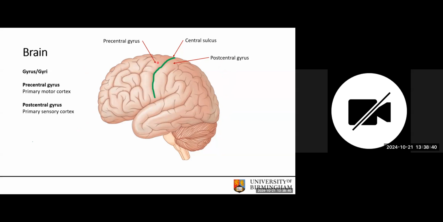So this gyrus and this lobe are in relation to the primary motor cortex, as it says here. And the postcentral gyrus is related to the primary sensory cortex, and is located in the parietal lobe. So this is where the information is received, and as we said before, is taken to a conscious level.